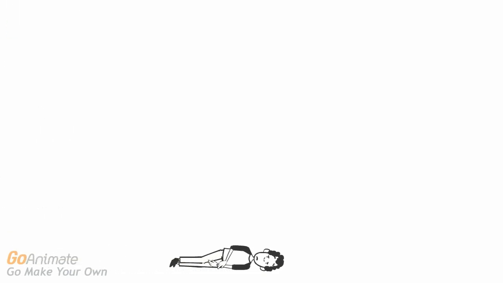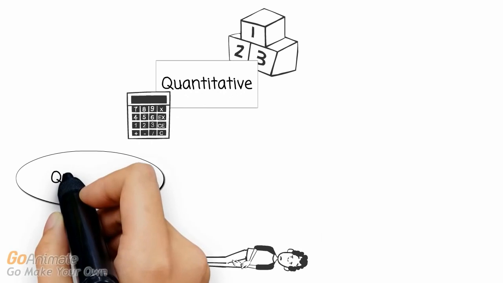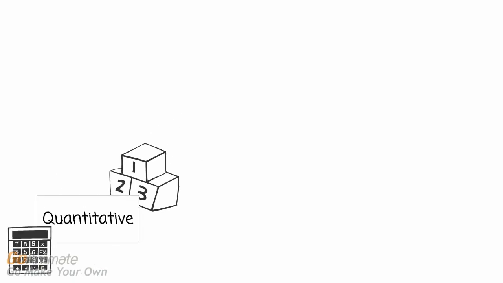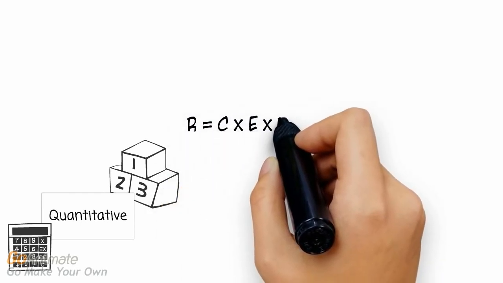The next step is to conduct a risk assessment. There are various different ways of conducting a risk assessment: quantitative, using numbers, and qualitative, based on your experience and opinions. We will assess the level of risk using a quantitative example. A quantitative risk assessment is performed by calculating the following risk score: C times E times P.